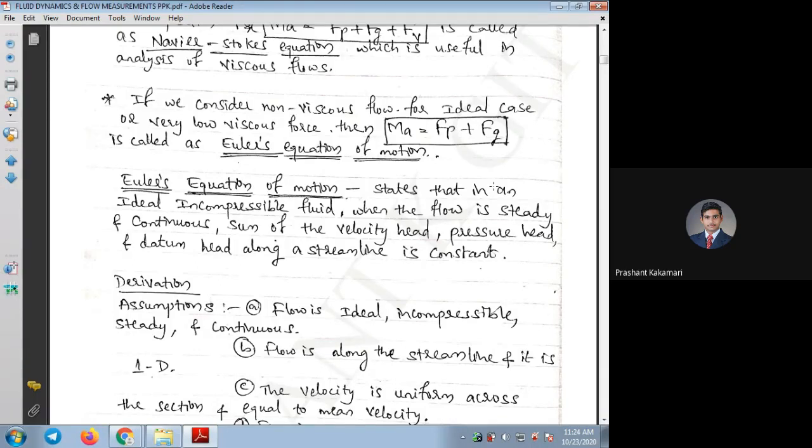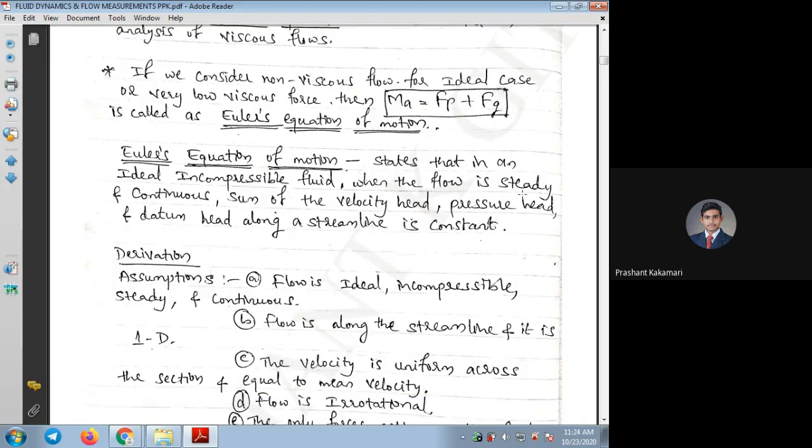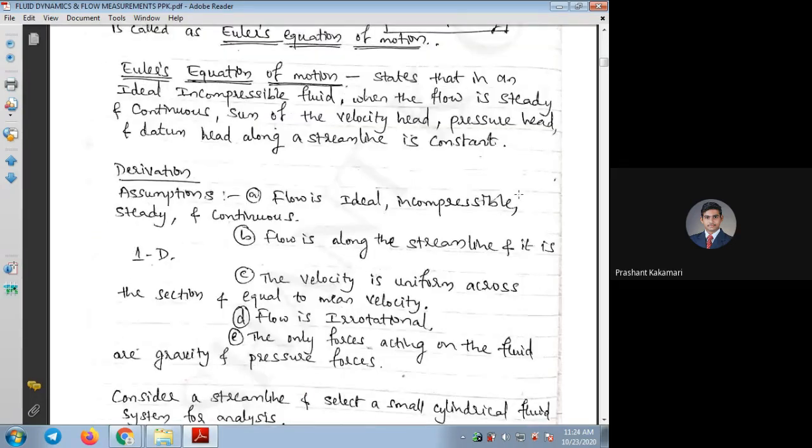So for the derivation, the list of assumptions is also given. This we already discussed. You can just go through these points. All these 5 points were already discussed here. Only one more addition is that the flow is irrotational, or the fluid particles are irrotational. That means you have to assume everything else is neglected. Only pressure force and the force due to gravity are considered for our ideal conditions.